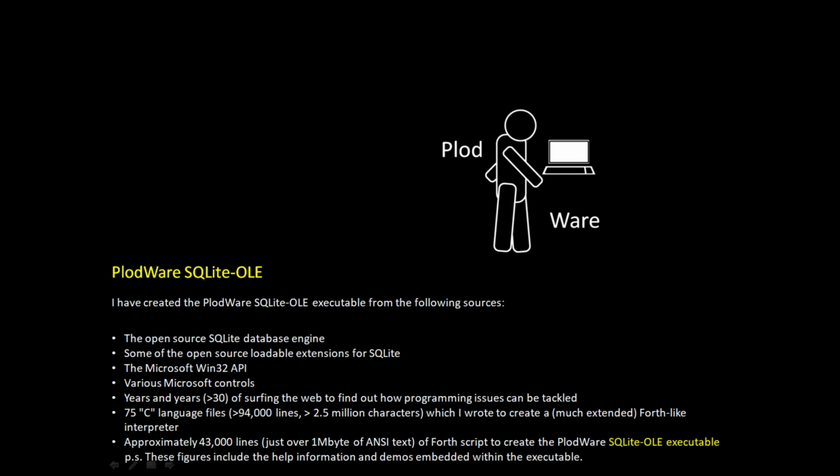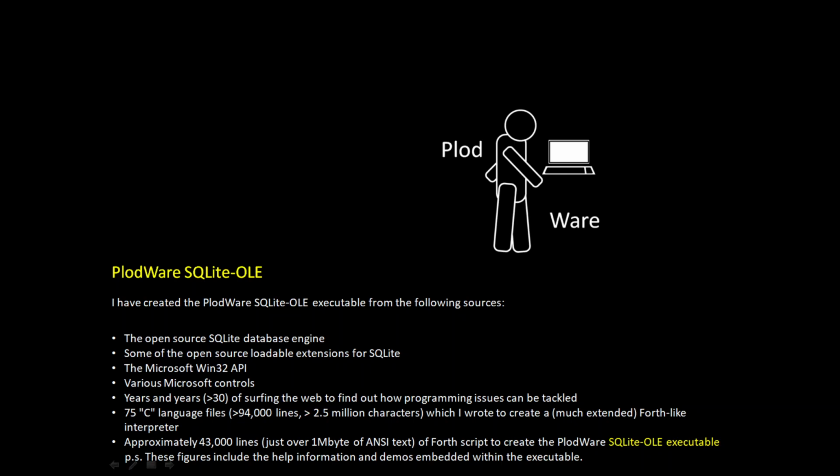As I said, I'm using the SQLite database engine. I've included some open source modules which were created for the SQLite as loadable extensions. Extensive use of the Microsoft Windows 32 API, lots of Microsoft controls, well over 30 years of surfing the web to find out how to do things, and sometimes how to do things wrongly. The end product, you could say, is about 75 C language files, about 2.5 million characters, which when all put together give me the Forth-like interpreter with all of these extensions. Forth is normally much smaller.